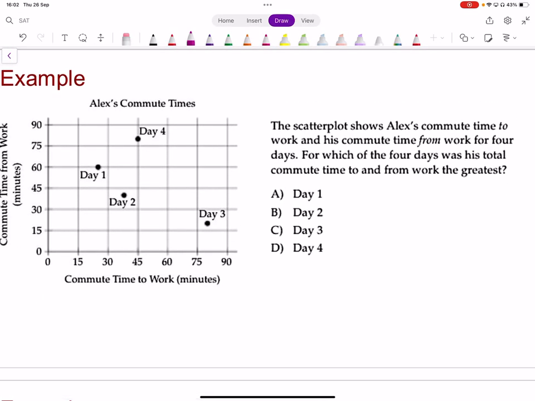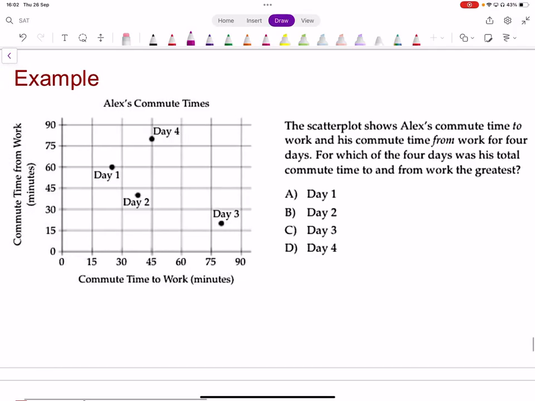The scatter plot shows Alex's commute time to work and his commute time from work for 4 days. For which of the 4 days was his total commute time to and from work the greatest? Look at the axes. Whenever you have a graph given, any diagram given, look at the axes first. What do the axes represent? Horizontal axis is commute time to work. Vertical axis is commute time from work. On which day is the total travel time the greatest?